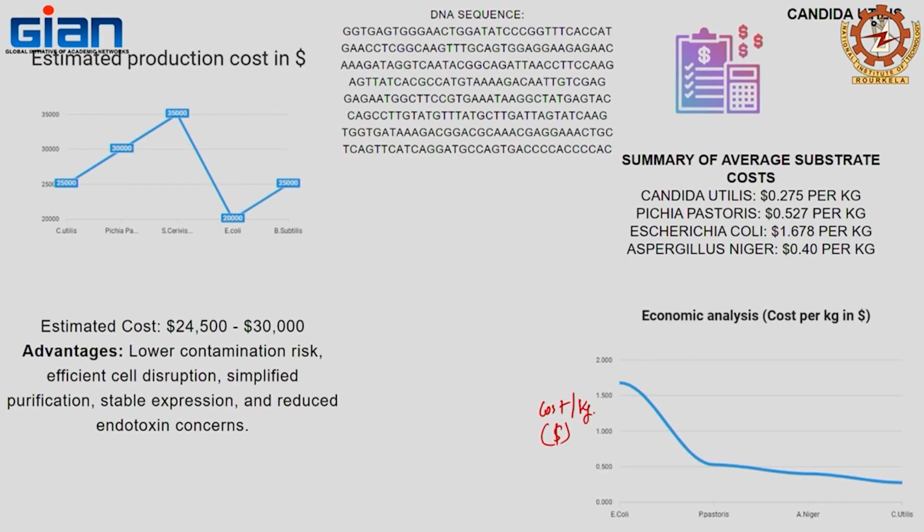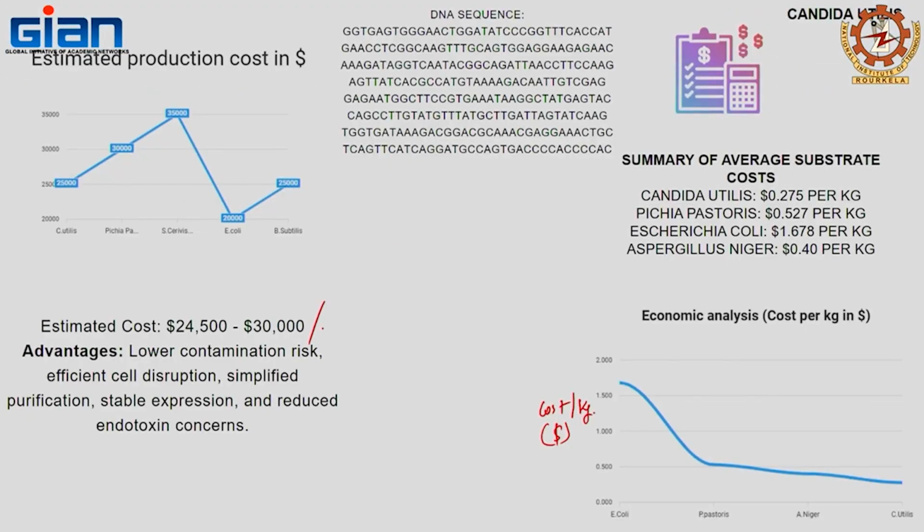Oh, thank you. Just a quick question. This is $24,500 to $30,000 per kg? Per 10,000. Per 10,000? 10,000 kg. For 10,000 kg? Yes, sir. So it's like $3 per kg? One second, sir. I'll just recheck it.